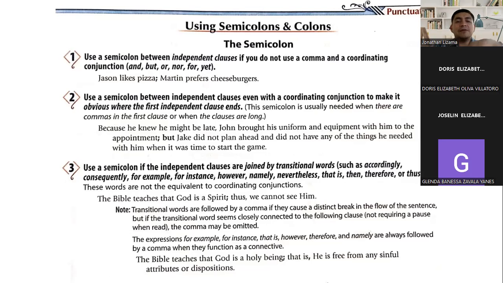In other words, if you had two sentences like this: Jason liked pizza, Martin preferred cheeseburgers. If you don't want to use the comma and the coordinating conjunction, you can use the semicolon. It's like Jason liked pizza, comma, and Martin preferred cheeseburgers, or Jason liked pizza, comma, but Martin preferred cheeseburgers. If you don't want to write the comma and the coordinating conjunction, just use a semicolon. Did you understand? ¿Le entendieron ese ejemplo?